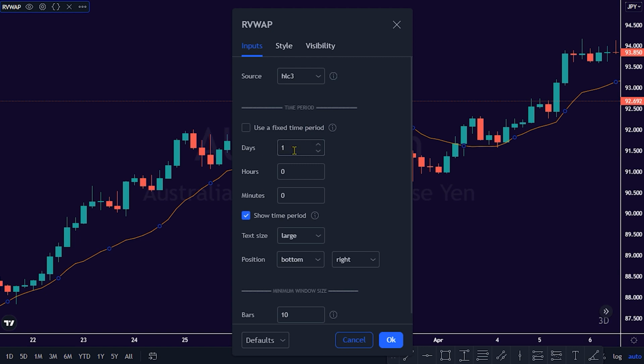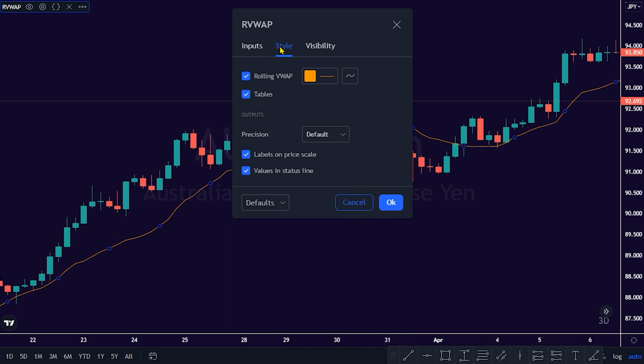The indicator's parameter inputs allow traders to hide the display or change its size and location. Under the Style Input section, there's the rolling VWAP, the tables, the labels, and the values options.